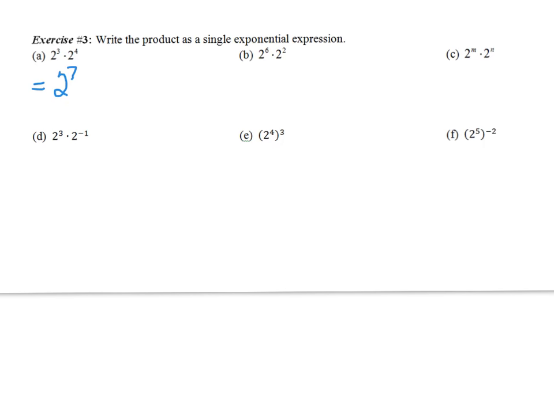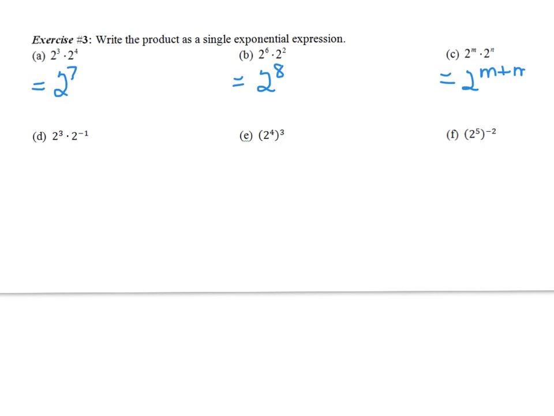In part B, 2 to the 6th times 2 to the 2nd. Bases match, so I keep that base of 2. I add my exponents, I get an 8 because I see that I'm multiplying with exponentials. In part C, 2 to the m times 2 to the n. I keep that base of 2, but this time I add my exponents together, so m plus n.